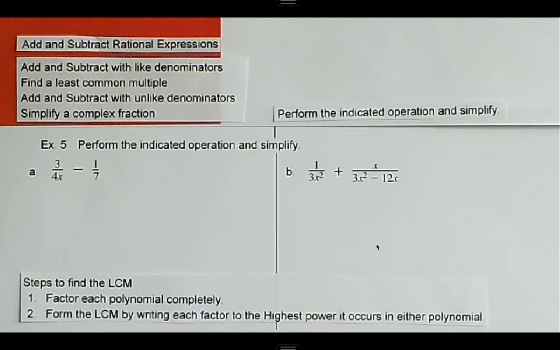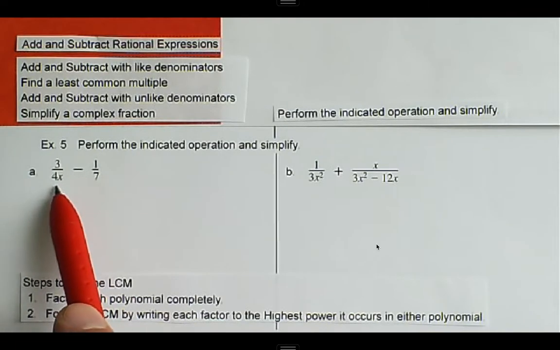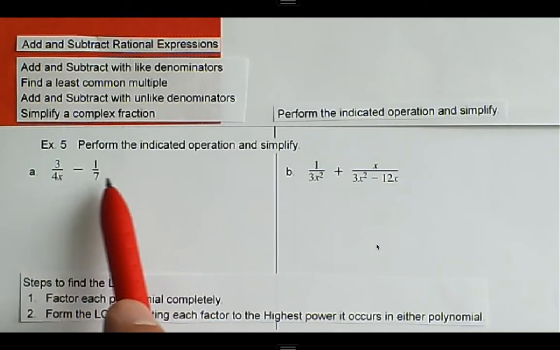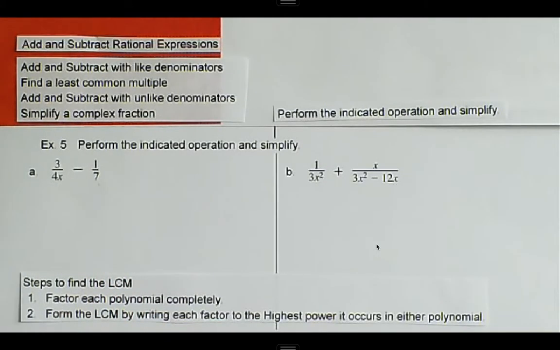We're talking about adding and subtracting rational expressions, and here we want to perform the indicated operation and then simplify. So the first step to find the least common multiple for the denominator is to factor each polynomial completely, because we cannot subtract these right now, since we have 4x as the denominator and a 7 here. Actually, these denominators are factored already.